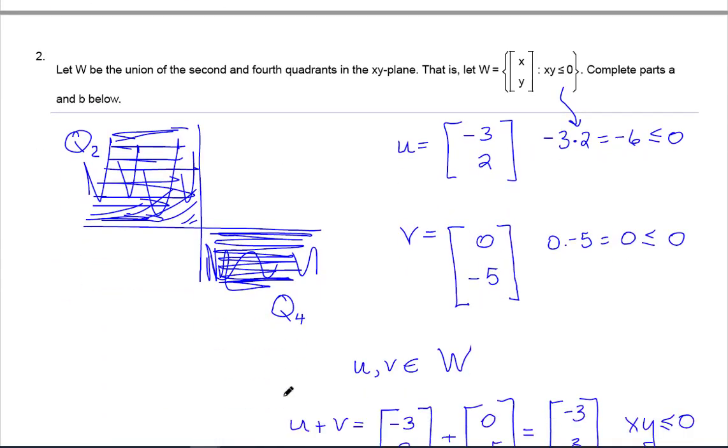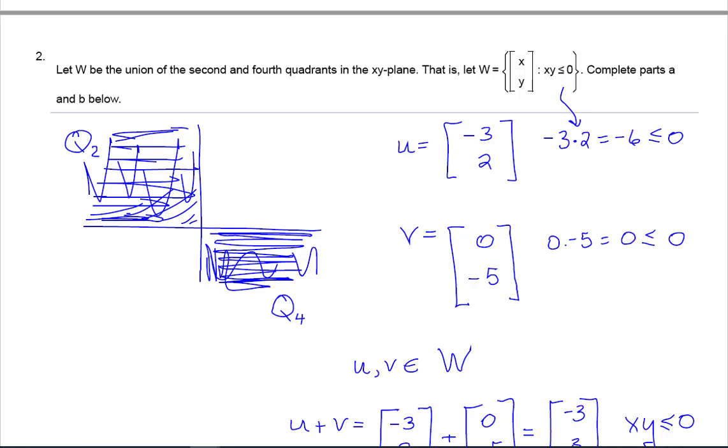Alright, in question 2, we have set W, and set W consists of things that live in quadrants 2 and 4. The product of the coordinates must be less than or equal to 0. Okay, so let's see. Here's a U and V. The product of the coordinates is less than or equal to 0, so they clearly are in W.